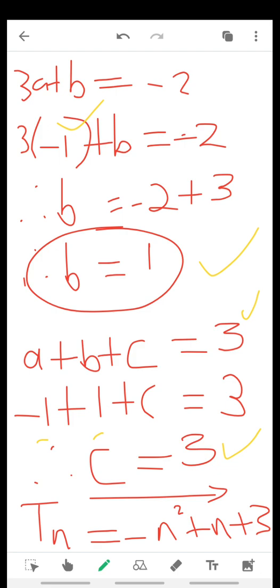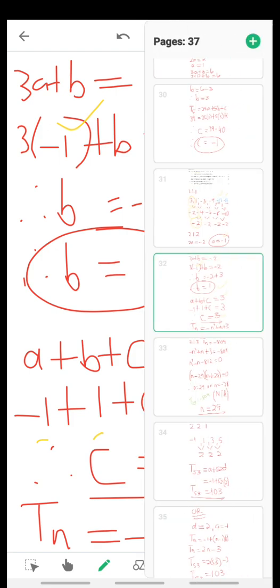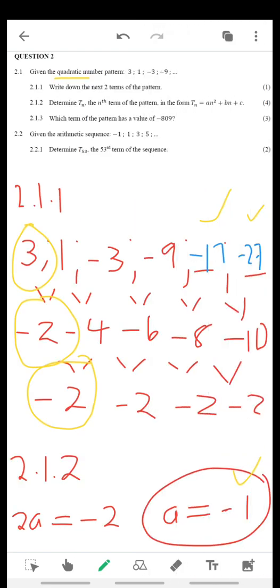Therefore, the nth term will be given by Tn equals, our a is minus 1, so we just write minus. But minus what? Minus n squared. Then our b was 1. We just say plus. There's a 1 there, but it's hidden. So plus 1n plus 3. Well done. Now let us go to the next question.